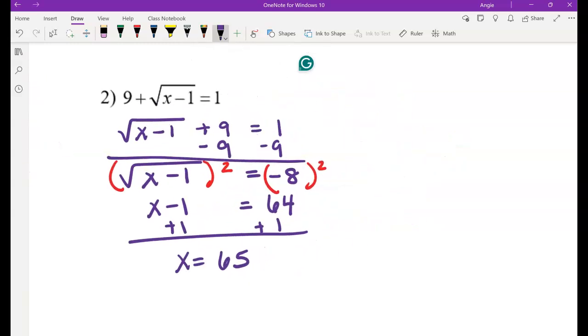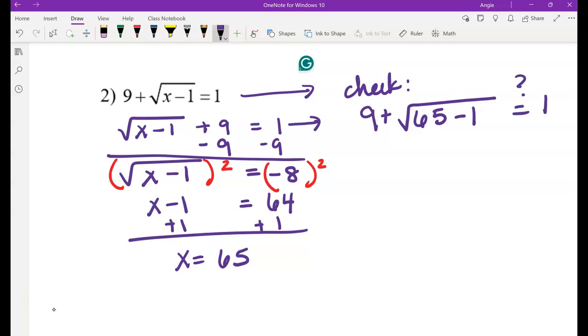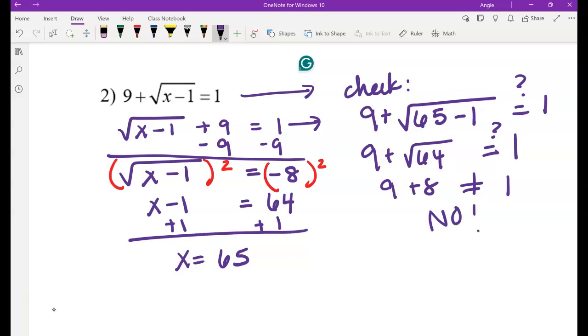We do want to check to make sure our math is right. You can plug it in here or you can plug it in here. It doesn't matter because it's the same equation. So 9 plus square root of 65 minus 1 equals 1, question mark. 65 minus 1, guys, is 64, question mark. Well, the square root of 64 is 8, so 9 plus 8 is definitely not equal to 1. So no, it's not true, and so that means we cannot keep 65. So now here's the reason why it's a no, guys. And our answer is no real solutions.